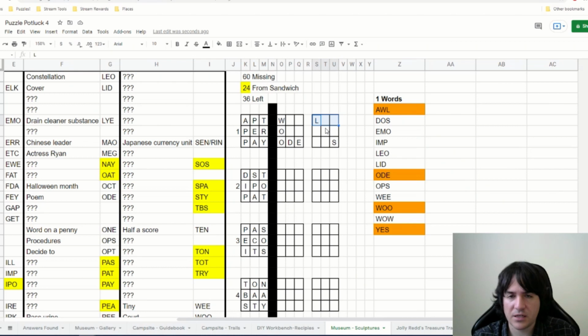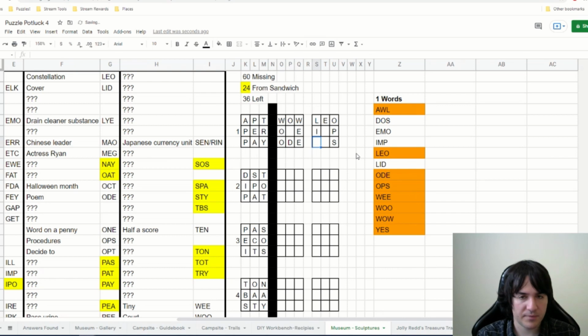So like lid, imps, ops. I think we want two. I think I'm gonna do wow here. And we here. And we want two here for ops and Leo. And we have lid, imp, DOS. Oh no, emo's right here. We have emo.